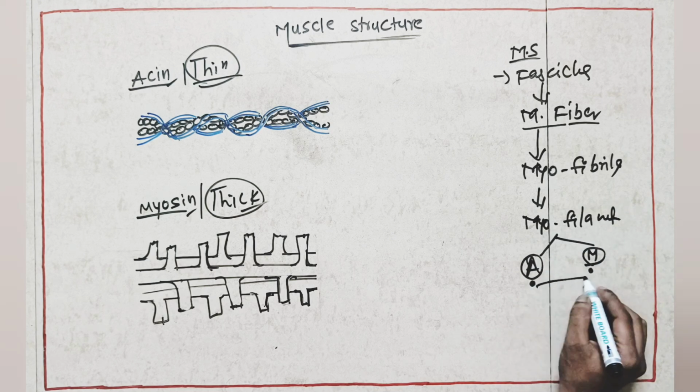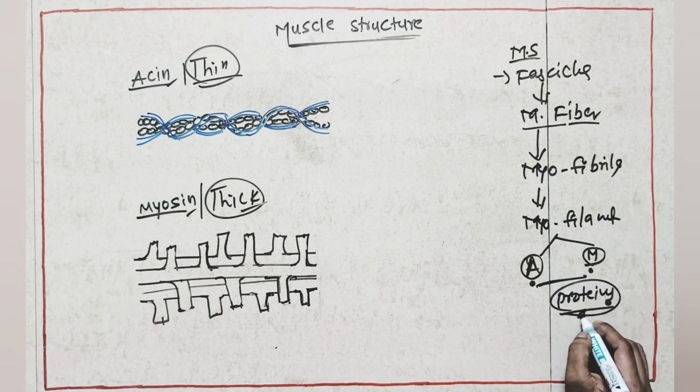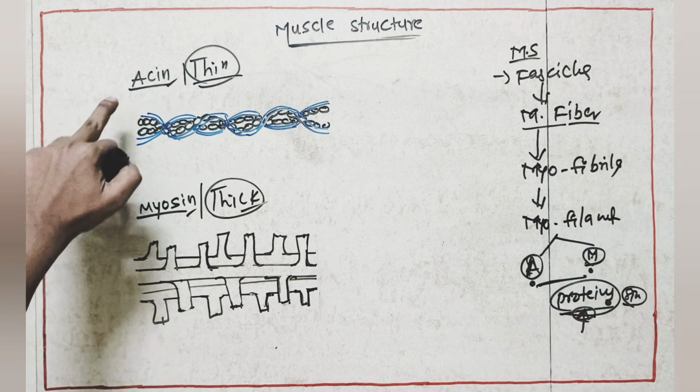These actin and myosin are both proteins. That's why we should take more protein intake to increase the size of the muscle, because actin and myosin are proteins only.